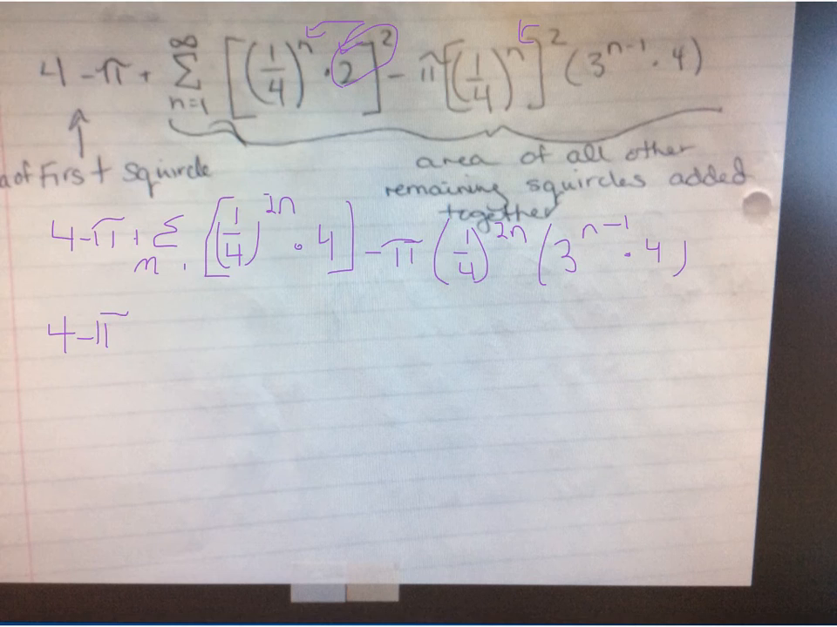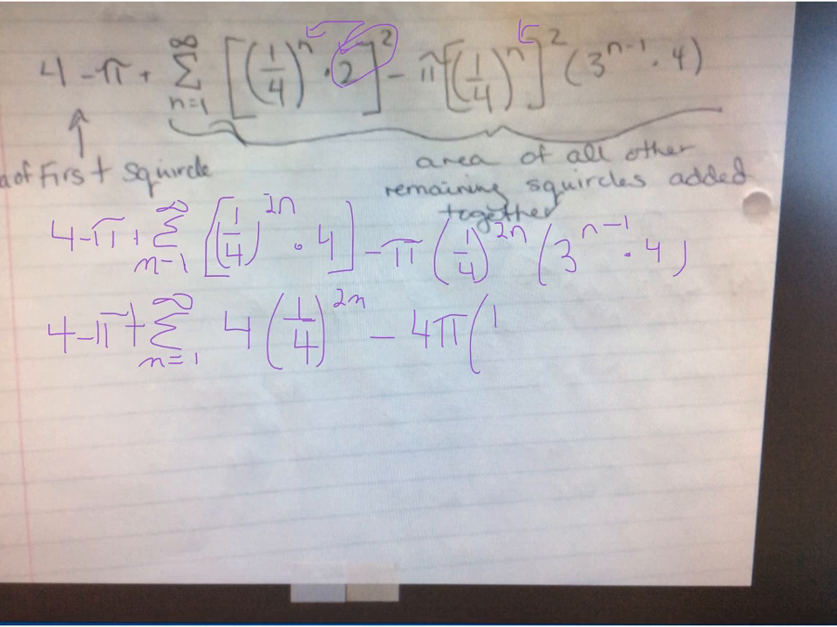We have 4 in both cases. So in our sum, this is plus n equals 1 to infinity. The equals 1 got cut off there. All right, so we have 4 times 1 over 4 to the 2n minus 4 pi times 1 over 4 to the 2n times 3 to the n minus 1.